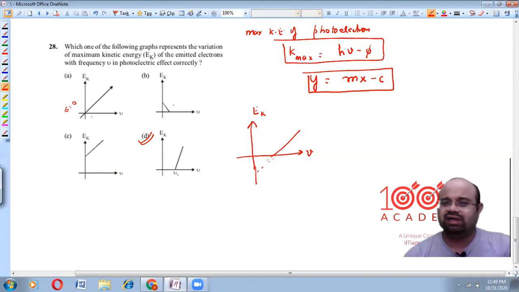In this B graph, the slope is negative. It cannot be possible. In the C graph, the intercept is positive. Again, it is not possible. So the answer is D. D is the correct option.